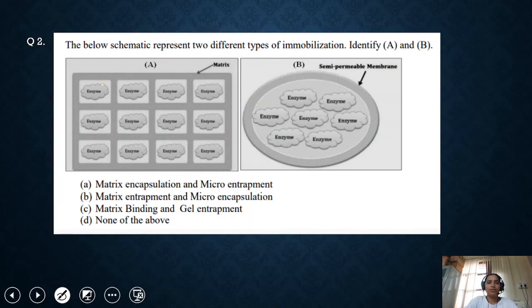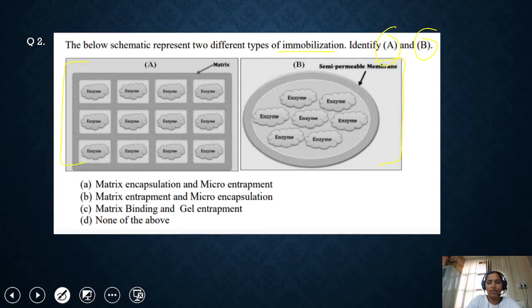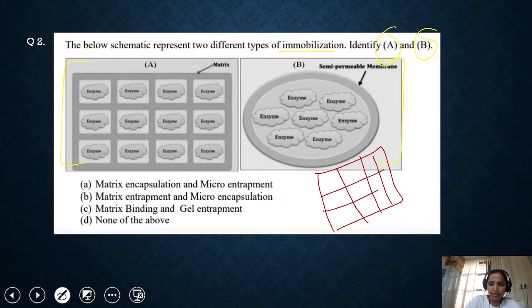Now come to the second question. Hopefully you have seen these images in your video lectures. So we have to identify which type of immobilization technique is given in figure A and figure B. Let's read the options. First one, from figure A, it is showing these patterns, and in this sheet pattern enzymes are entrapped or immobilized.